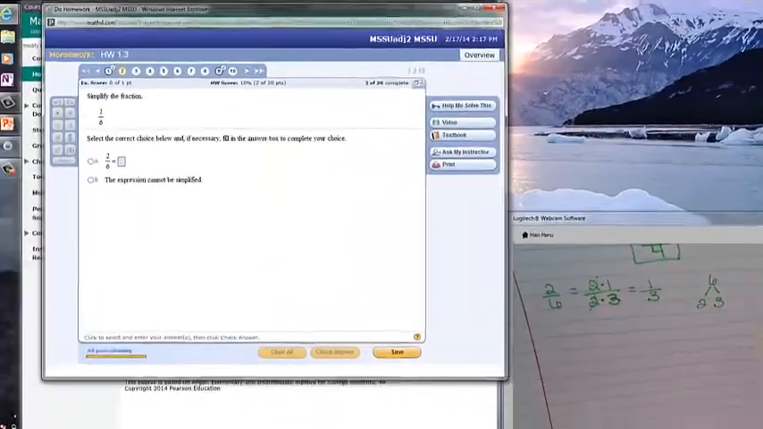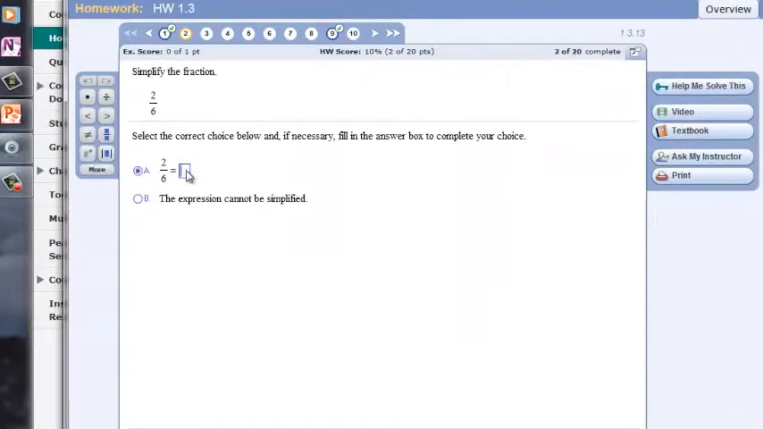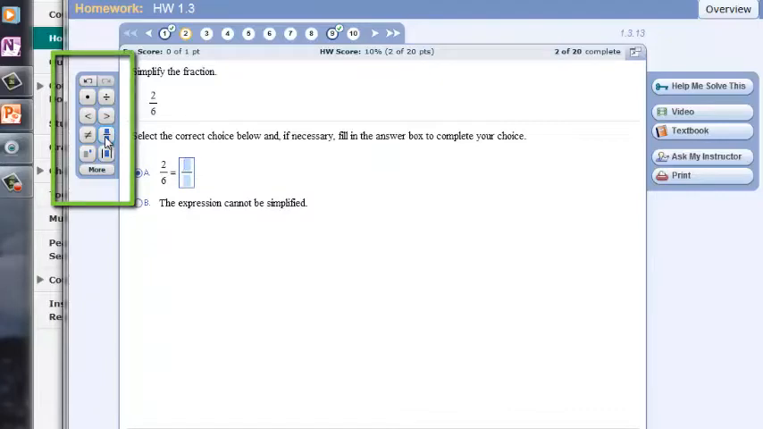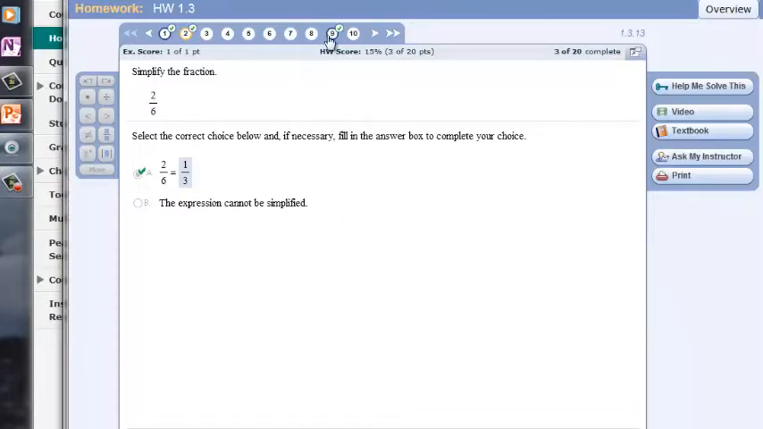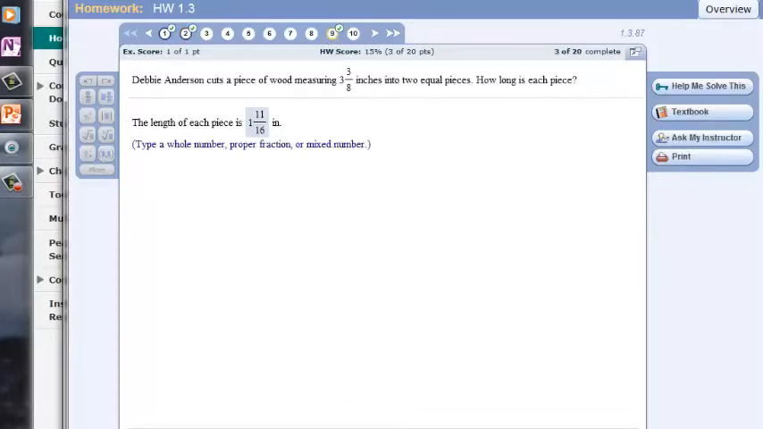Okay, so on your homework, there's actually more than one way to put this in. We can just do 1, and on your keypad, you can type in over 3, and that will work. Or, if you don't like that, there's these little buttons over here on the side. You can click the fraction button, and then type in your top number, go down and type in your bottom number, hit enter. Hey, we got it right. Good job.